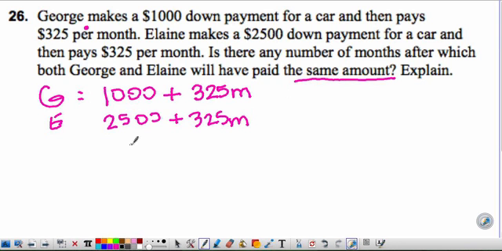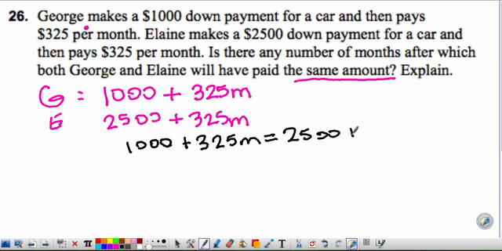So let me get a different color so we can see it. I have George, and I want to know if at any point George is going to be equal to Elaine. You're going to draw your line down your equal sign, and we need to start looking for variables. I have one variable, m. So this is not a literal equation because it only has that one variable in it. But we have that same variable on both sides of the equal sign, so we're going to have to use inverse operations to move it from one side to the other.